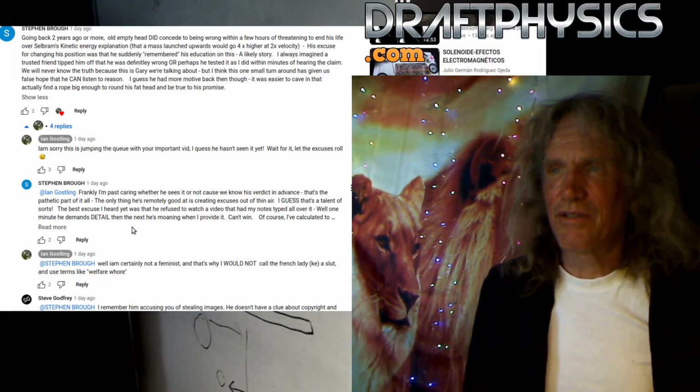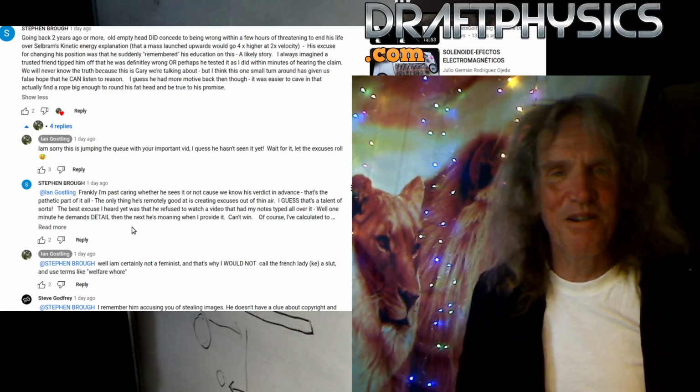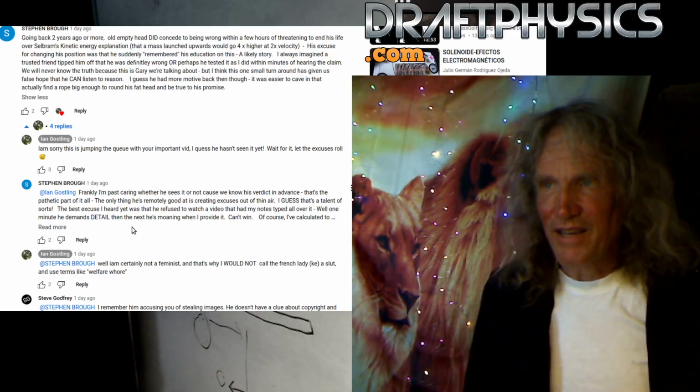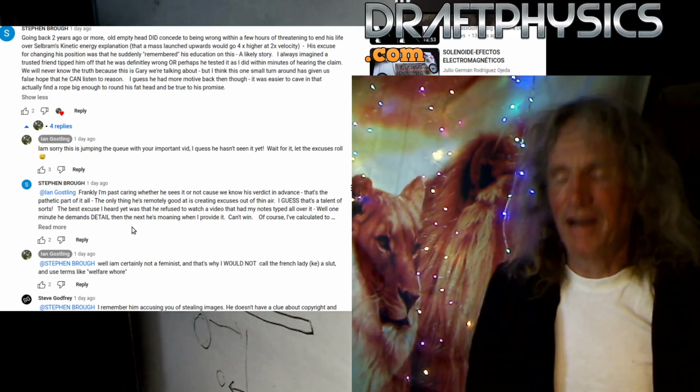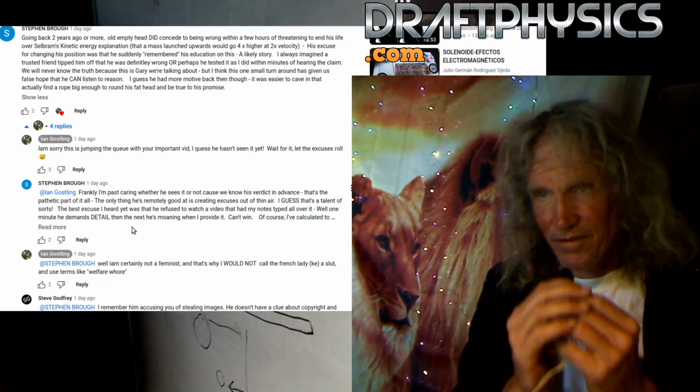So again, in 2 years I've been begging for one of these morons to draw a lever and explain how it works, and they won't do it. They won't draw a lever and explain the force diagram. Explain how the kinetic energy is moving through the lever.